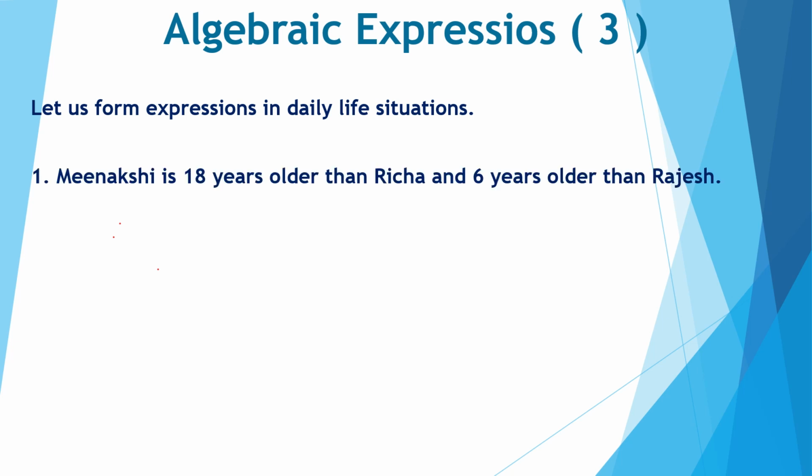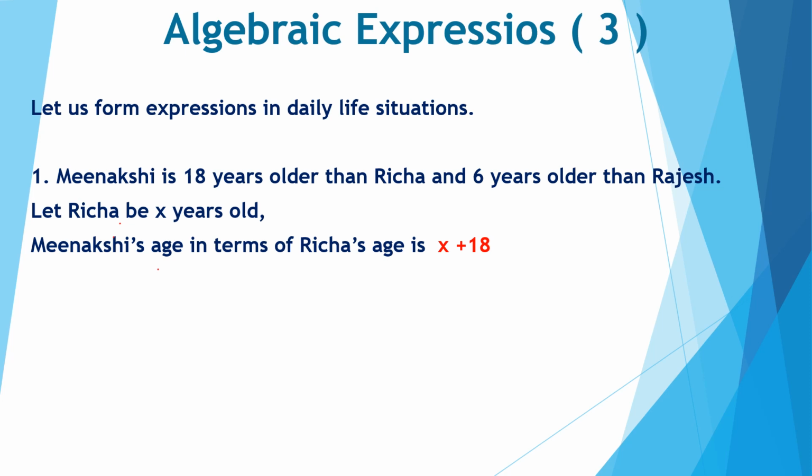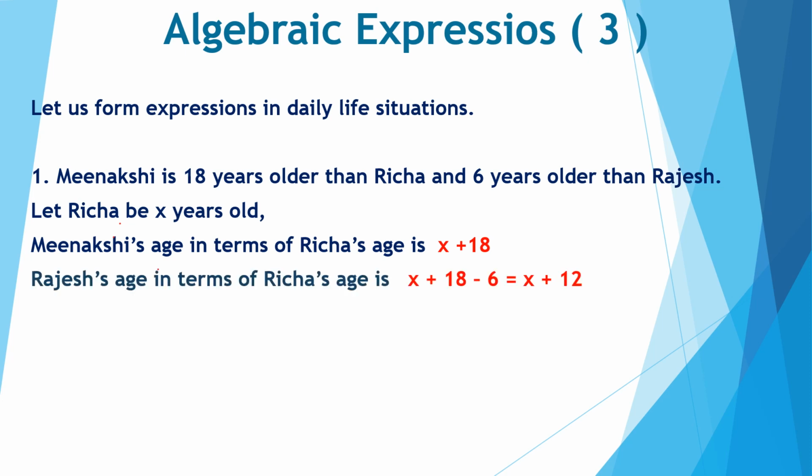Meenakshi is 18 years older than Richa and 6 years older than Rajesh. So let Richa's age be x years. So Meenakshi's age in terms of Richa's age is x plus 18. Now Rajesh's age in terms of Richa's age will be Meenakshi's age minus the difference between Meenakshi and Rajesh's age, that is 6 years. So this comes out to be equal to x plus 12.